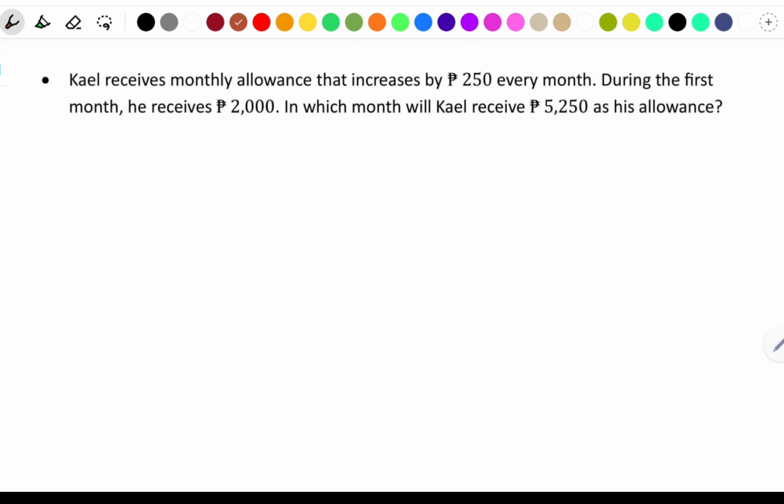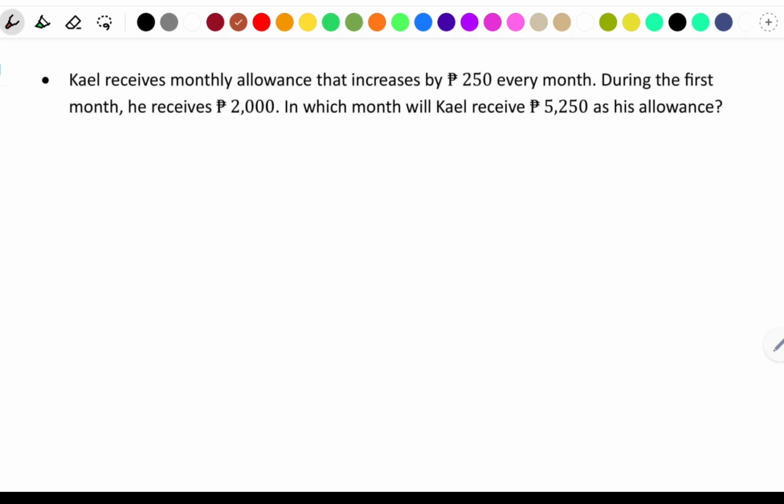Kael receives a monthly allowance that increases by 250 pesos every month. During the first month, he receives 2,000 pesos. In which month will Kael receive 5,250 pesos as his allowance?